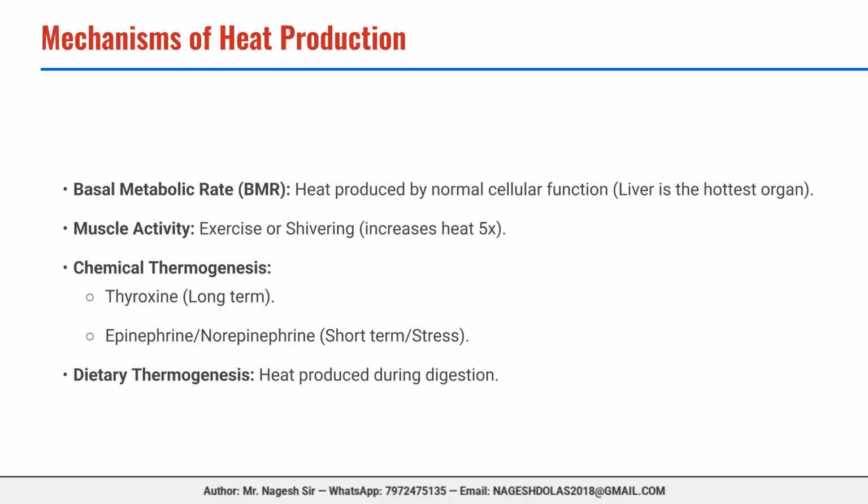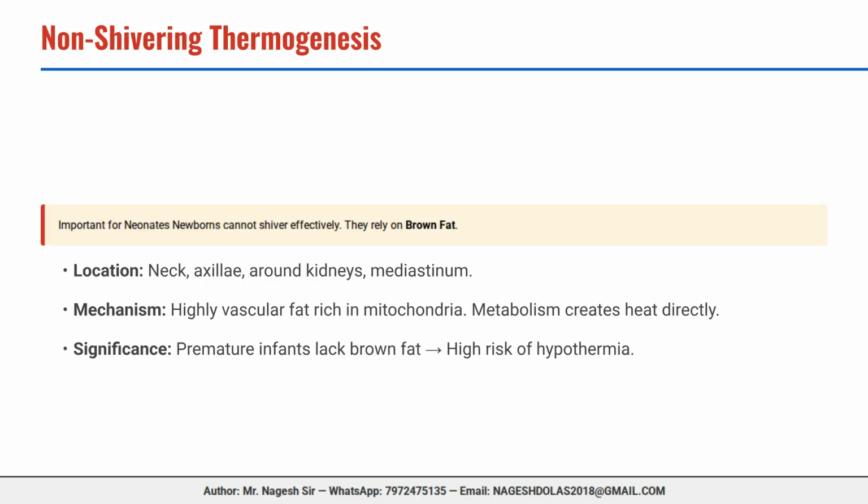Mechanisms of heat production include the basal metabolic rate, with the liver being the hottest organ. Muscle activity, such as shivering, significantly increases heat. Chemical thermogenesis involves hormones like thyroxine and epinephrine, as well as dietary thermogenesis. Non-shivering thermogenesis relies on highly vascular brown fat, which metabolizes directly to create heat.